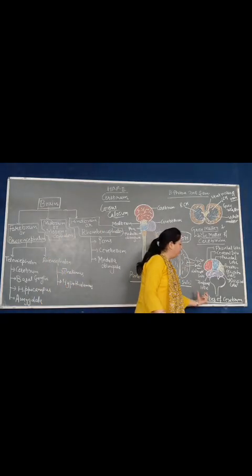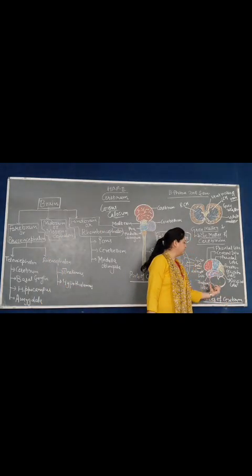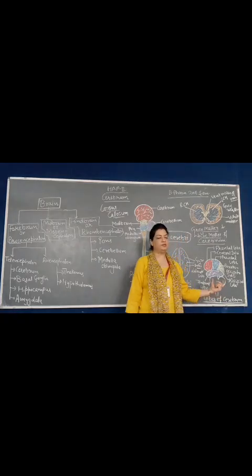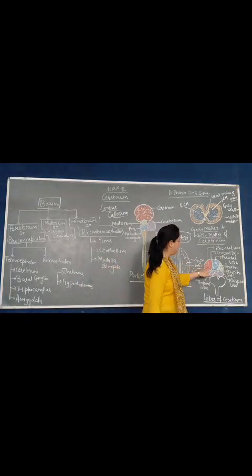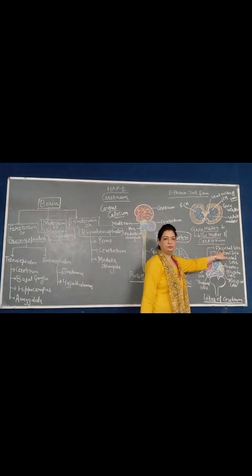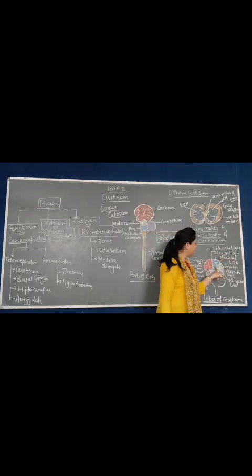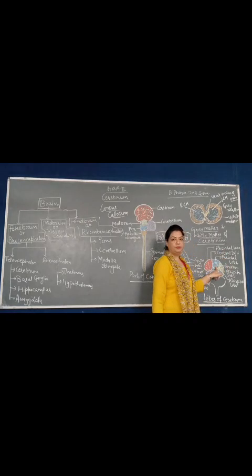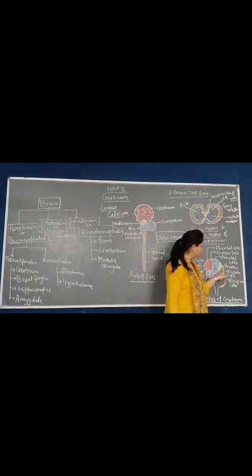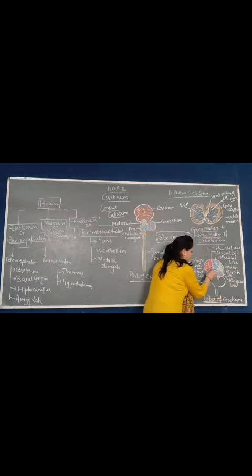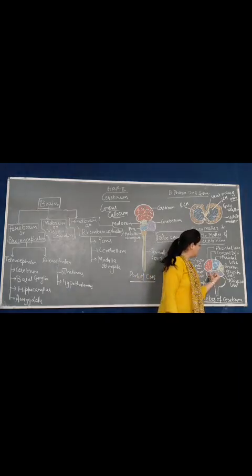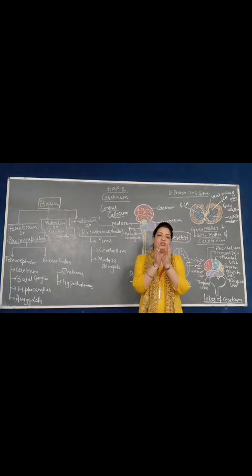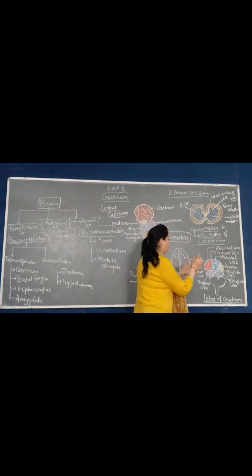So next is the lobes of the cerebrum. This diagram shows the various lobes of the cerebrum. The cerebrum consists of basically four lobes. This one marked in red is known as the frontal lobe. The second one is the parietal lobe, marked in blue, and the green color shows the occipital lobe, and this purple shaded lobe is known as the temporal lobe.